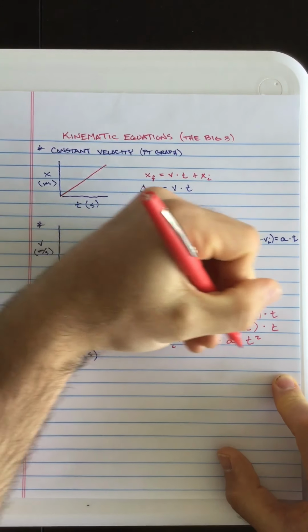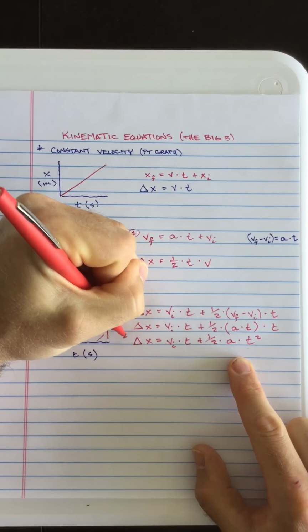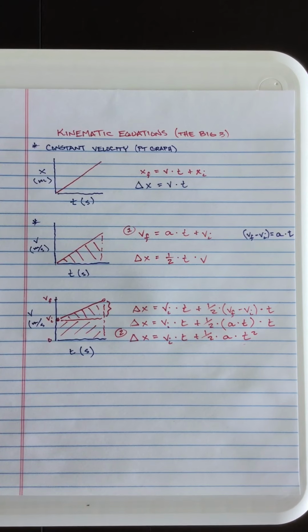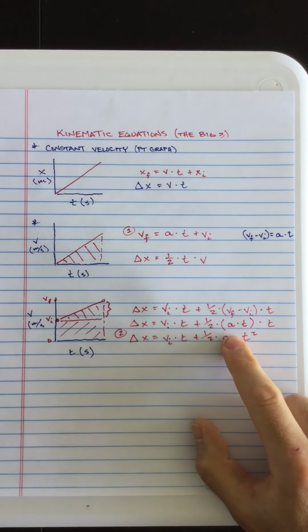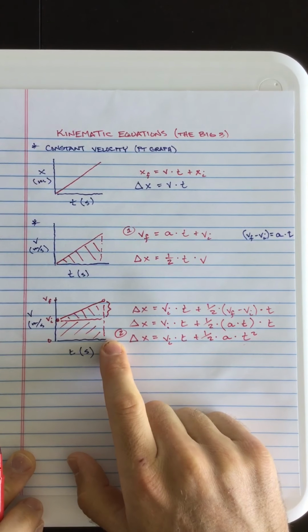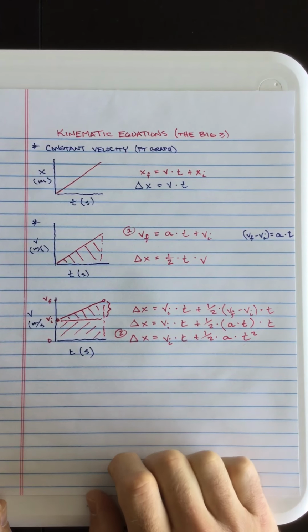So this big guy right here, it's a bit intimidating, I'm with you on that, but this big guy, this is our second of the big three. All right, and this came from basically not the slope of the graph, but the area under the curve, which represents displacement of the object.